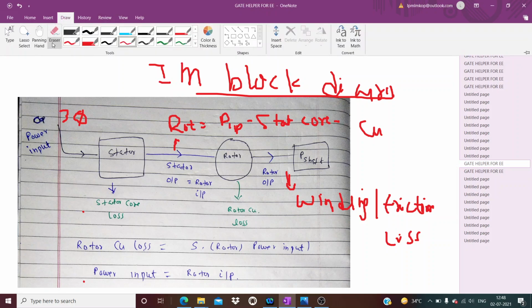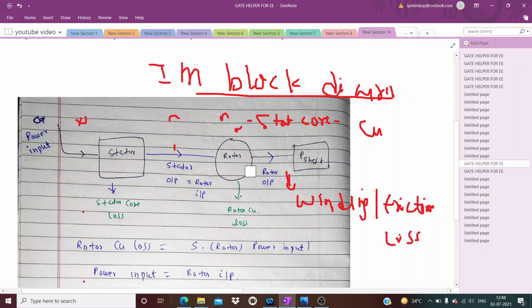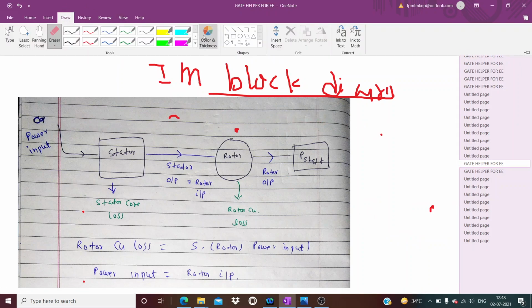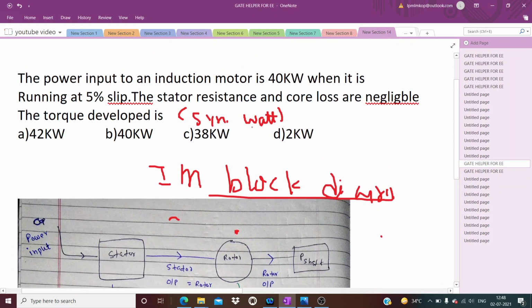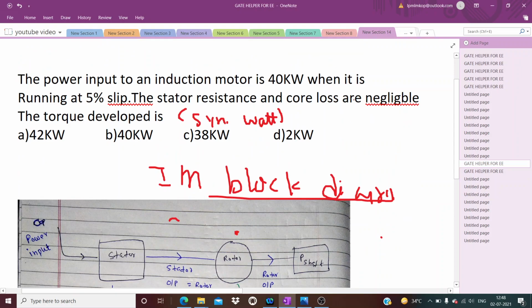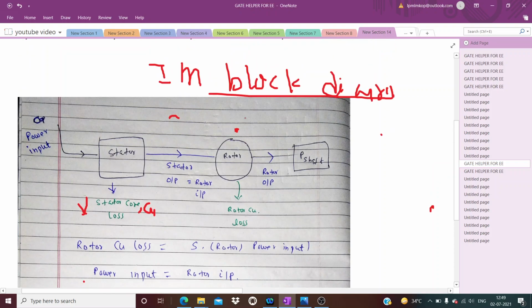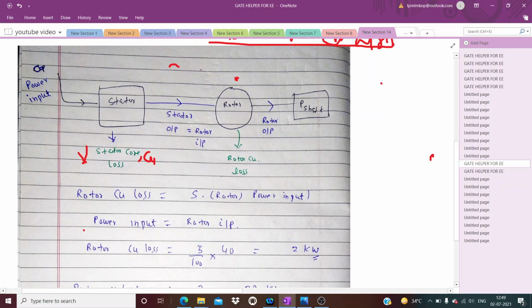So now I am focusing on the question, how you are going to do it. See, in this given question, it is written that stator resistance and core loss are negligible, which means you have to neglect the stator core loss and copper loss. You have to neglect it. So what it means is that whatever power input is given to this stator is nothing but the stator output or the rotor input.